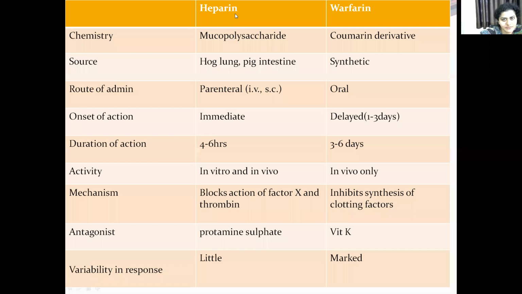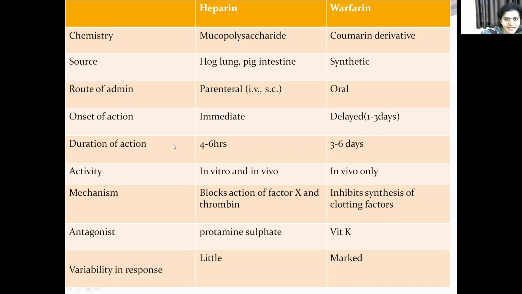Onset of action: heparin has a rapid onset, that is immediate onset, and warfarin is delayed, that is 1 to 3 days. Why it is delayed, I have already told. If you give warfarin, the factor 7 will get depressed earlier, but the main factor, that is prothrombin, takes about 1 to 3 days to be depressed. So there is a biological lag for the warfarin action, that is 1 to 3 days.